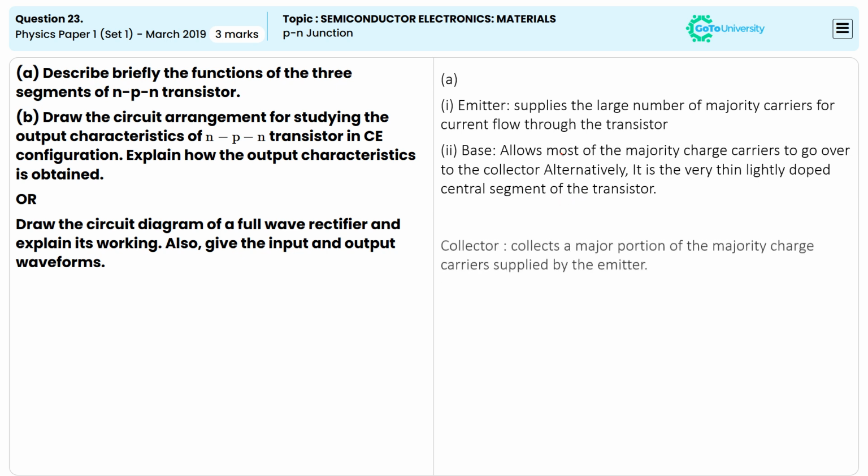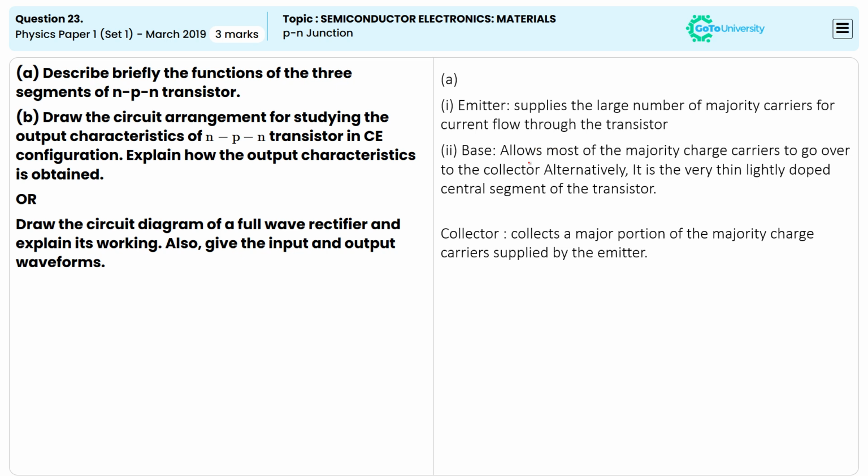And the third one is the collector. It collects a major portion of the majority charge carriers supplied by the emitter. These are some of the functions of the three segments of the NPN transistor.